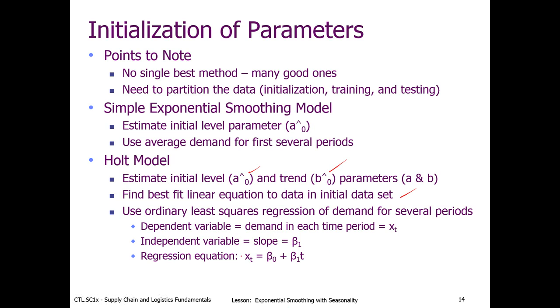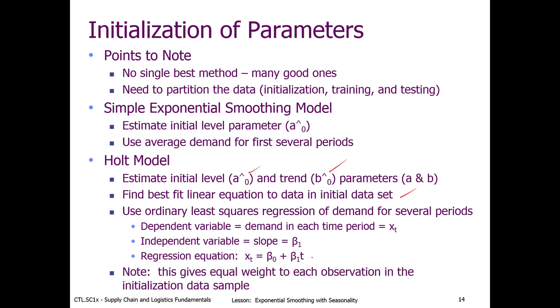But essentially what you've got is a regression equation where your demand, the actual demand that happened, you're going to fit this equation: beta naught, which is the intercept, plus beta 1, which is the slope, times t. So you're going to end up with estimates of your A and your B. Now we'll talk about this in depth next week, but what we're doing is giving equal weight to each observation in that data set. So this is regression. For the Holt model, when all you need to estimate is a level and a trend, ordinary least squares regression is the fastest way to do that.